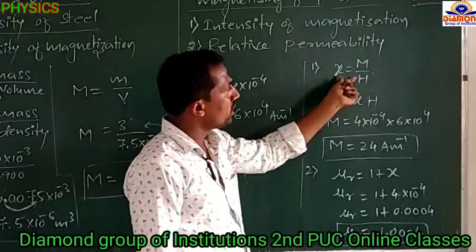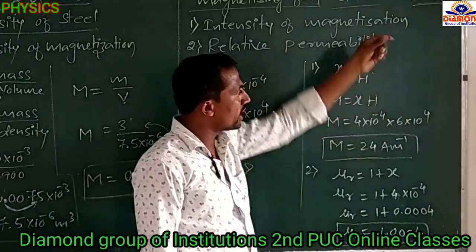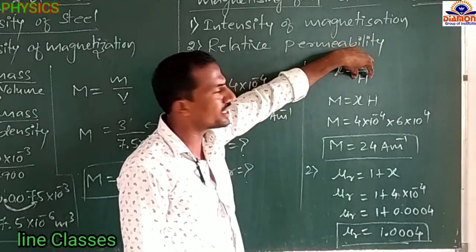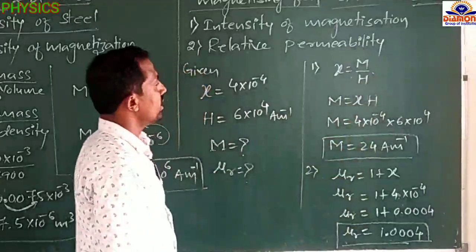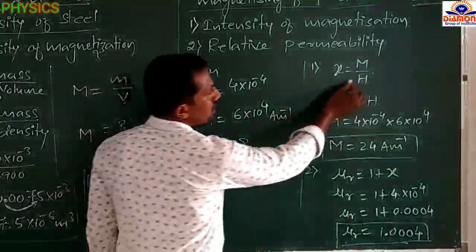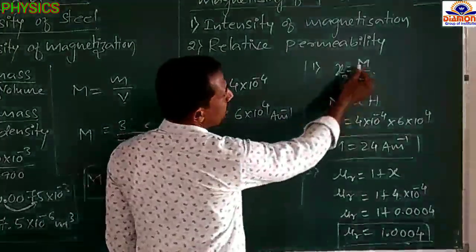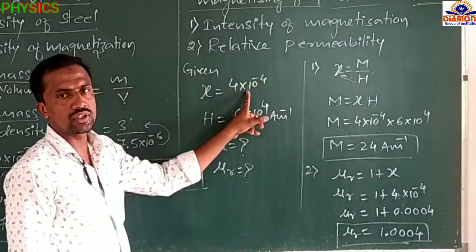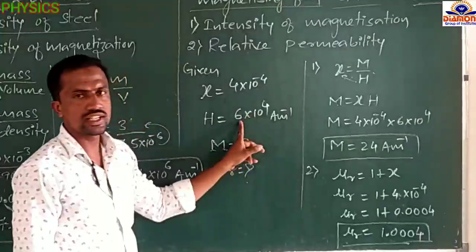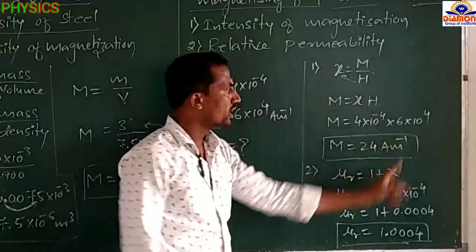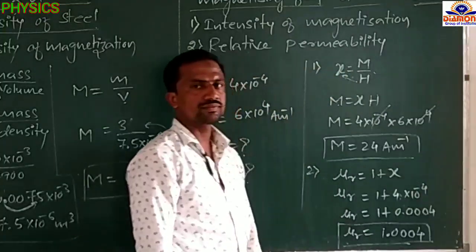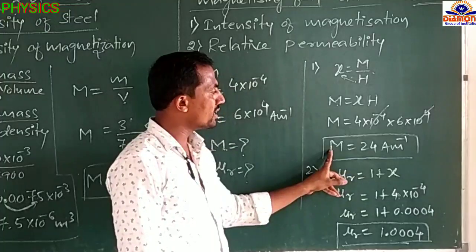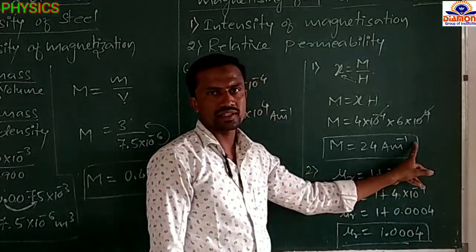Susceptibility equals the formula M by H, the ratio of intensity of magnetization to the magnetic intensity. Then in this given question, we are calculating M value. Then sending H to this side, we can write M equals psi into H. What is the psi value? 4 into 10 to the power of minus 4. What is the H value? 6 into 10 to the power of plus 4. This minus 4 plus 4 gets canceled. 4 into 6 is 24. Magnetization is measured in ampere per meter.